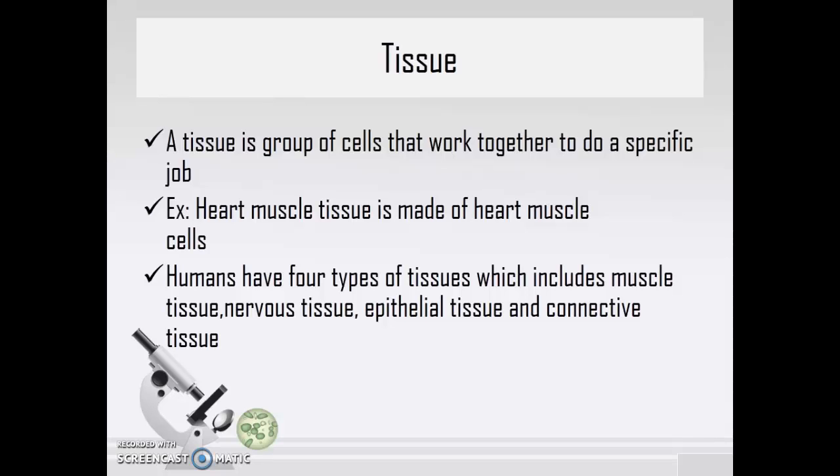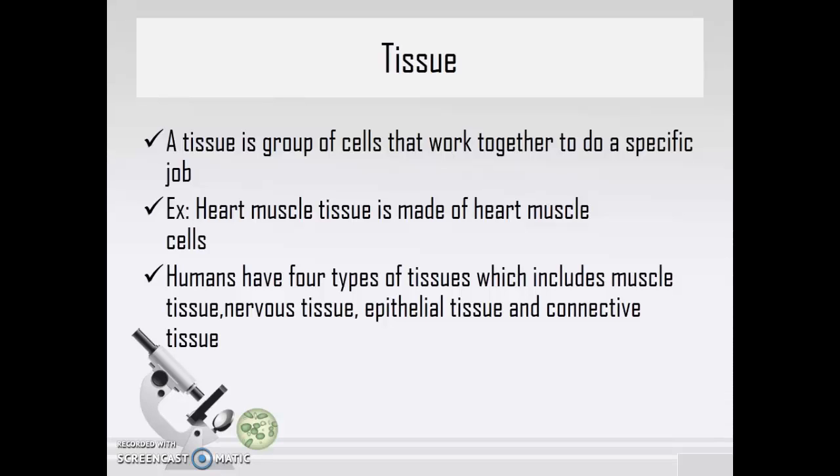A tissue is a group of cells of the same size and shape that work together to do a specific job. They sum up together to do a specific job, that is, they form a tissue. For example, heart muscle tissue is made of heart muscle cells.